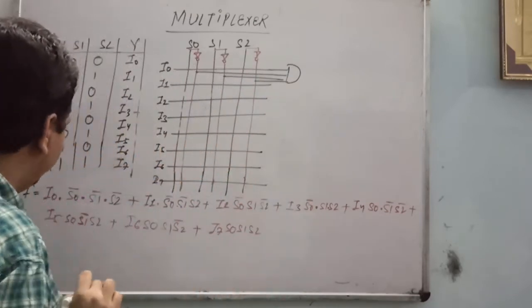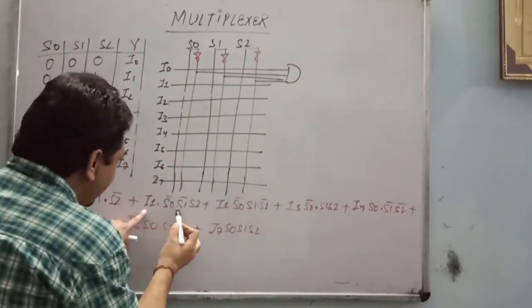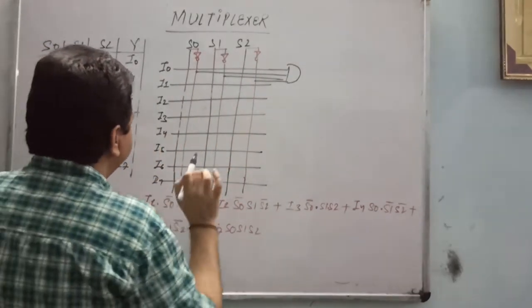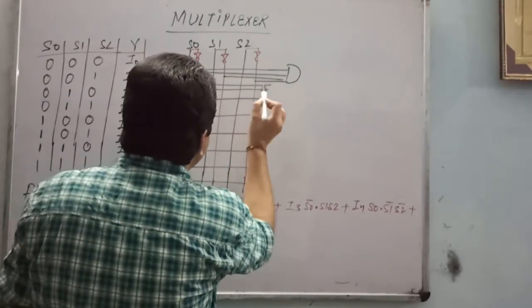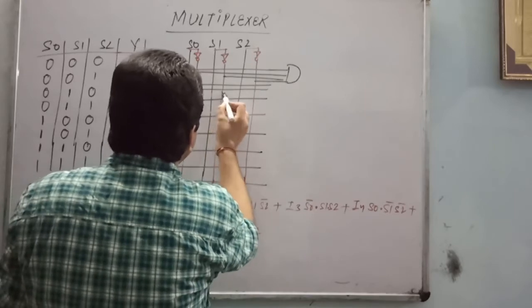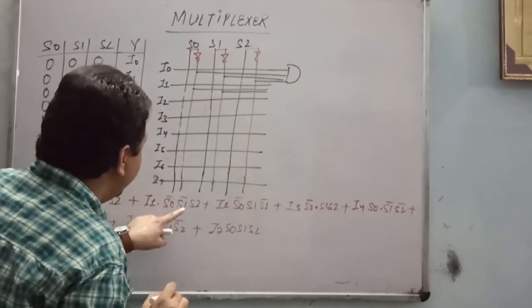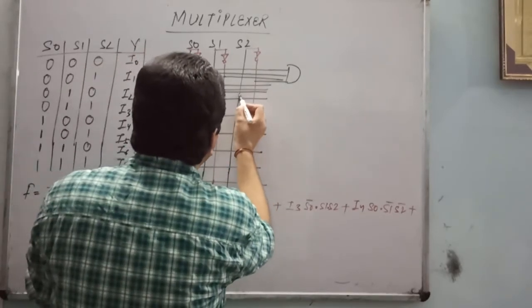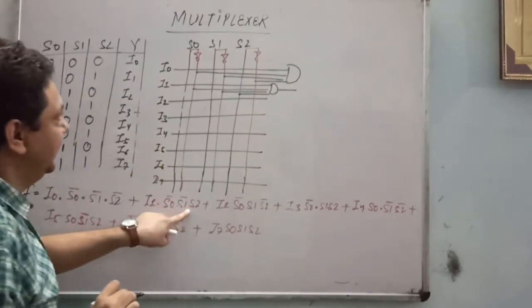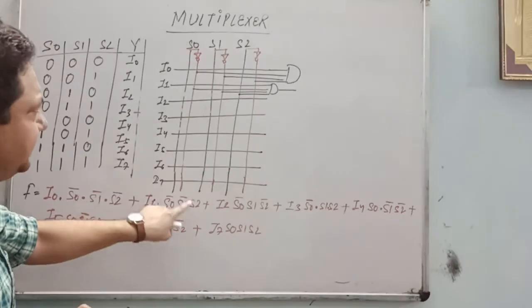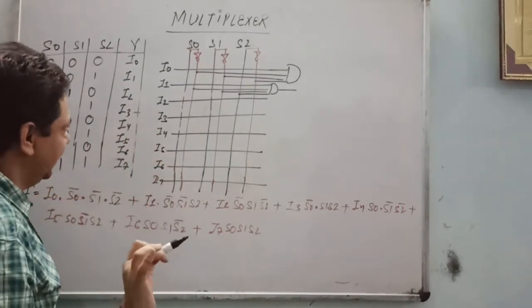Understand? Now for I1, S0, S1 should be passed by NOT gate, S0 and S1. So this is S0 and this is S1. Understand? And S2 we can take directly. So this is the direct line. And after that we have to pass by the AND gate. Okay? Not very much, but a little congestion, I understand.